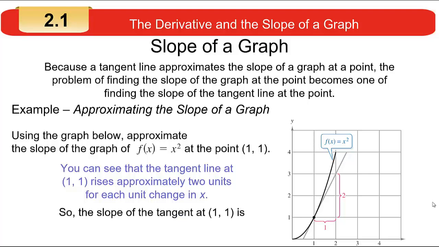So again, at the point 1, 1, the slope of that tangent line is 2 over 1, which is just 2. And again, we call it the slope. We describe it algebraically sometimes with the symbol dy over dx, which is read change in y over change in x. Sometimes we call it rise over run. But in any case, it's just the same old slope of a line that you've been doing for years.